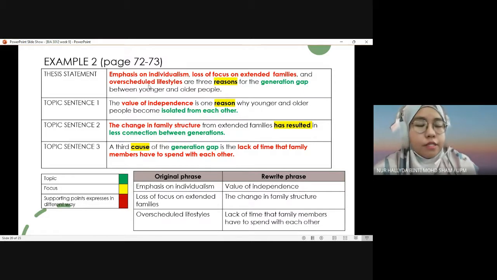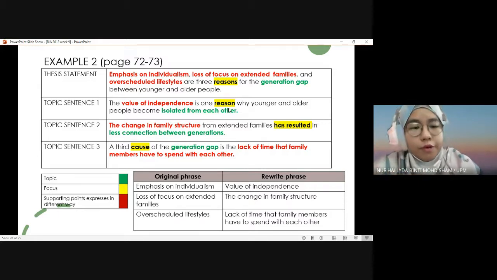So this thesis statement discusses the reason that a generation gap between younger and older people exists. Why is there a generation gap between older and younger people? The first reason is emphasis on individualism, and you need to expand this. How to expand it? The first topic sentence will be: the value of independence is one reason why younger and older people become isolated from each other.